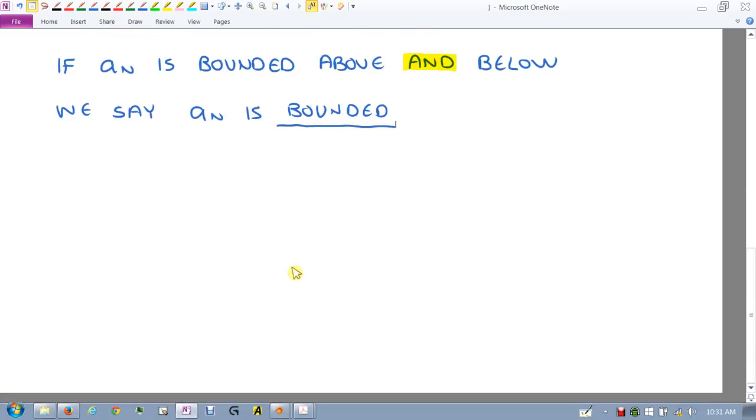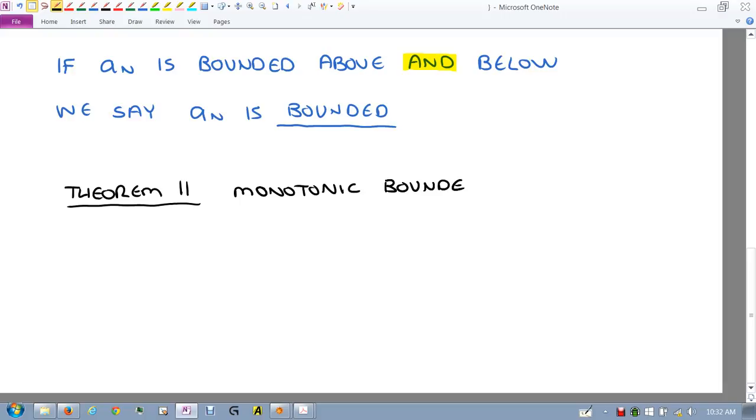And from all this, we get a new theorem. It's theorem 11 in the book. It's called the monotonic bounded sequence theorem.